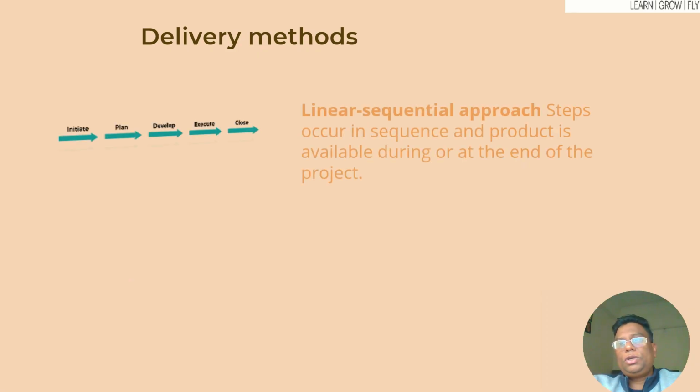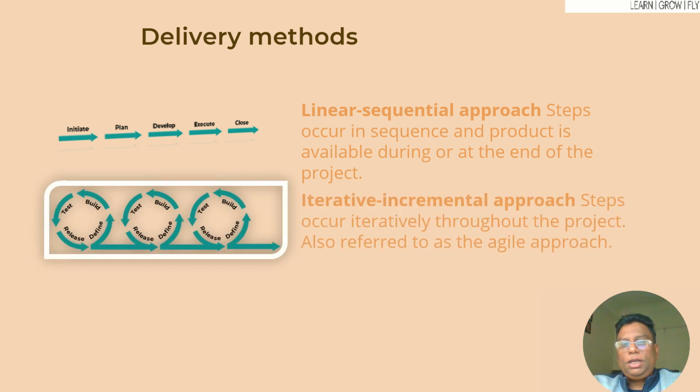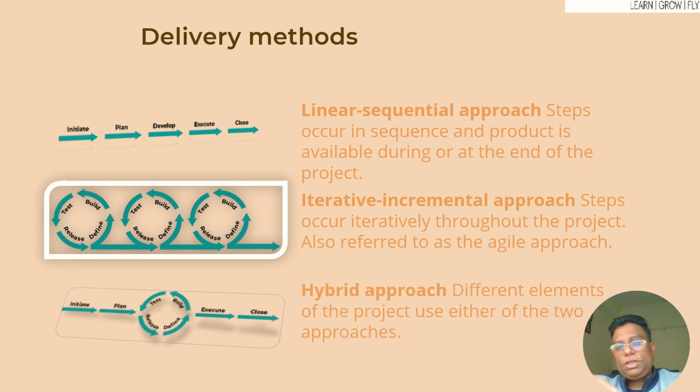So basically it focuses on the delivery method, which is, you can say, the traditional waterfall method, a linear sequential approach. Similarly, it has the iterative incremental approach, which is nothing else but the agile way of doing it. Third is hybrid, very common nowadays. So linear is required when you have clarity on the project, what is to be done in the project and how it needs to be done.